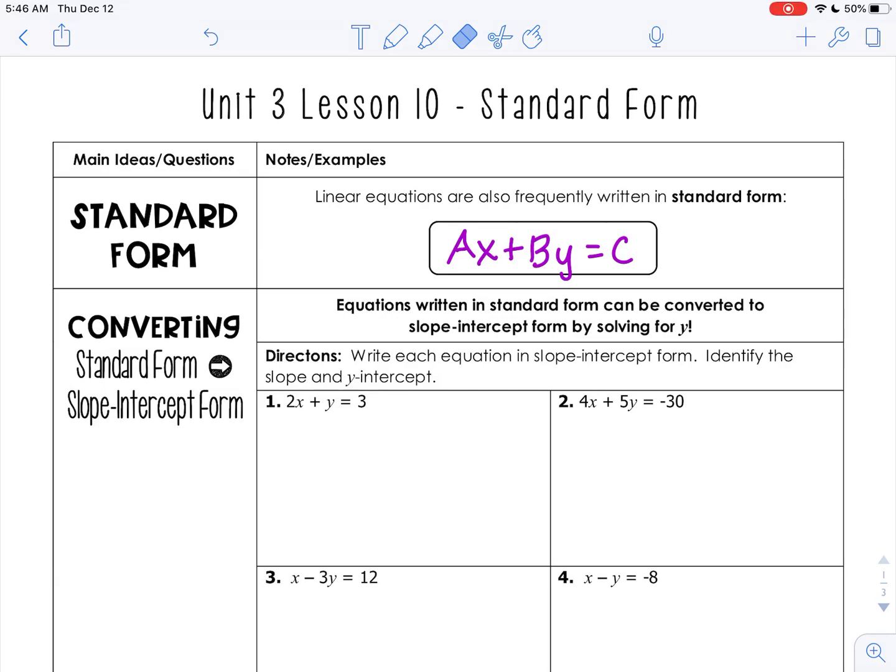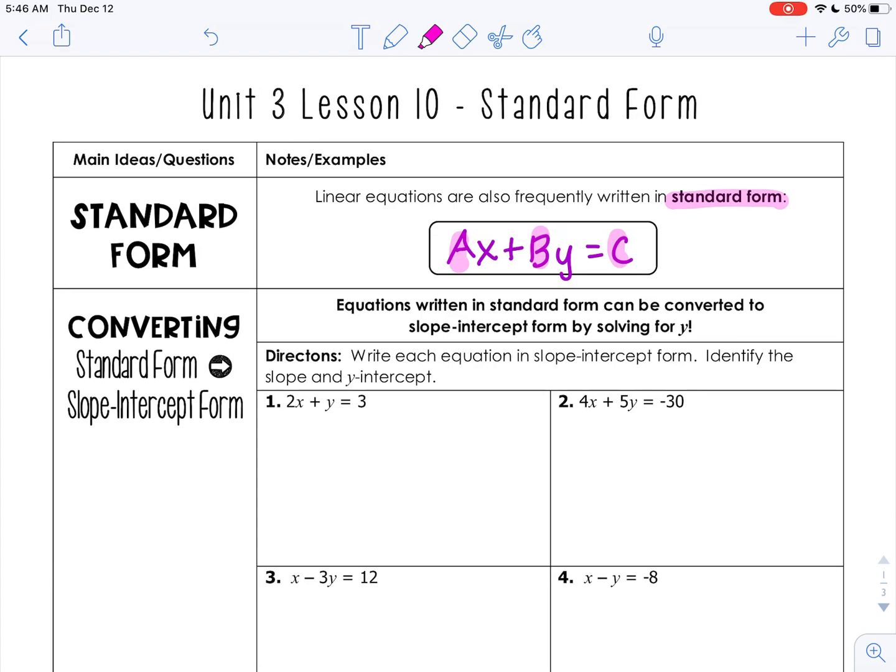Right, so another form that we use frequently is something called standard form. Standard form is written in the form ax plus by equals c. So it looks different than our y equals mx plus b, right? But a, b, and c are just numbers. They're just coefficients, a and b are coefficients, and c is a constant. All that means is a, b, and c are just regular numbers.